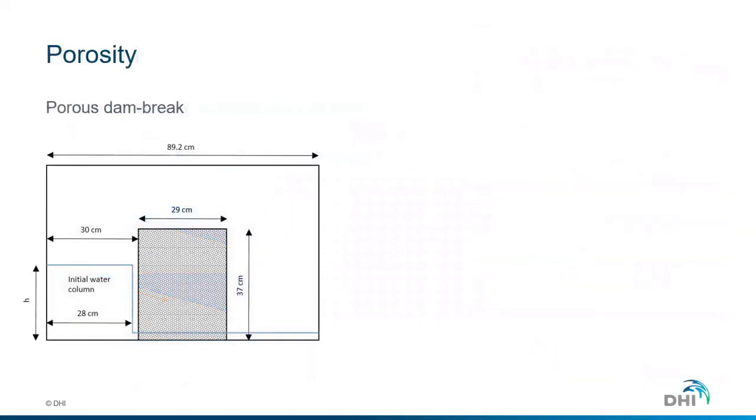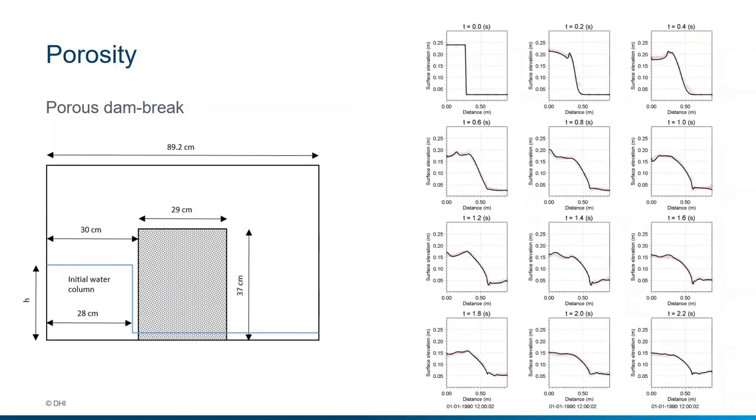Then we are looking into now the porosity setting of the model. In order to investigate this, we are running it through the porous dam break scenario. Here we had an initial water column to the left. Then we had a wall separating the water from the porous area. And then to the right, we have an empty reservoir. Then, at time 0.5, it takes 0.5 seconds to pull out the separator between the initial water column and the porous area.